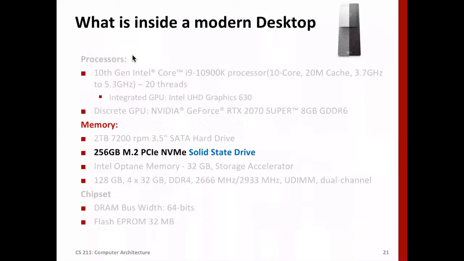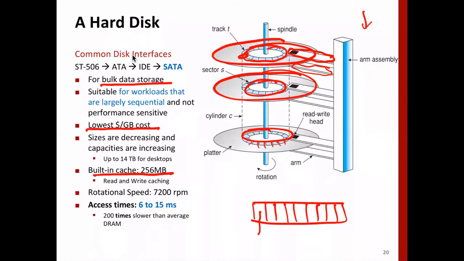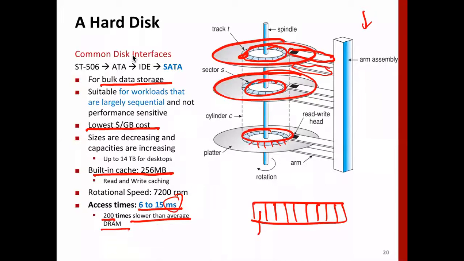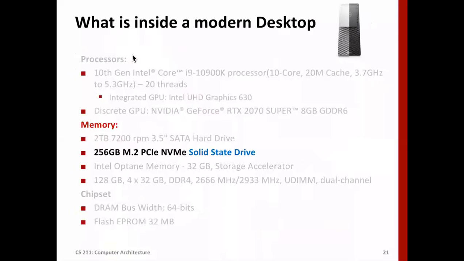Okay, so access time is between 5 to 15 milliseconds. Note the word milliseconds here. So it's almost 200 times slower than DRAM. That's the main memory. Okay, let's move forward. Any question on this one? Okay, all right, let's move ahead.